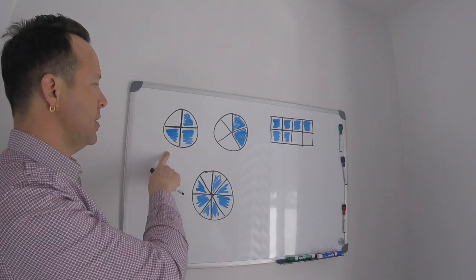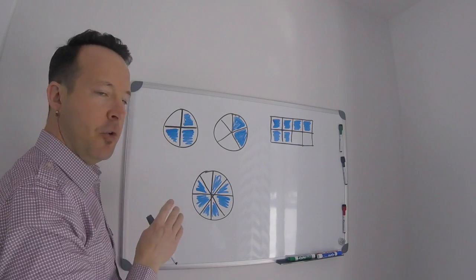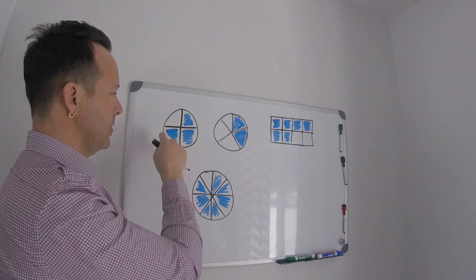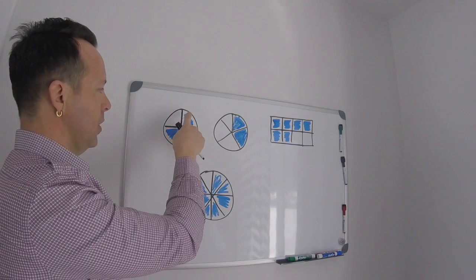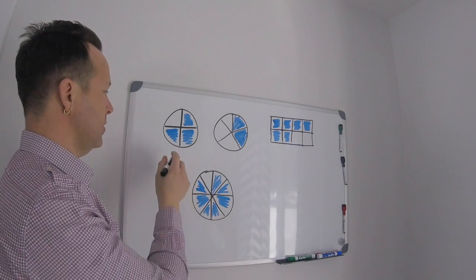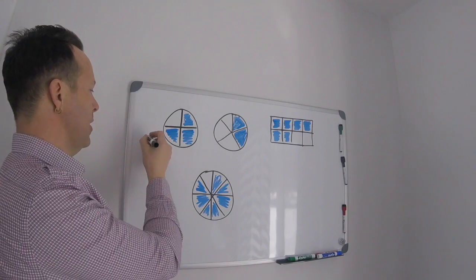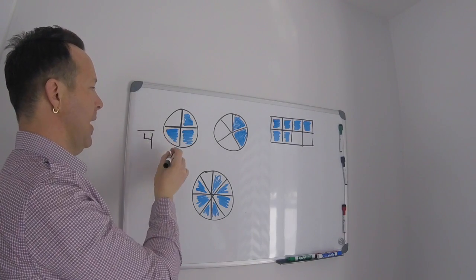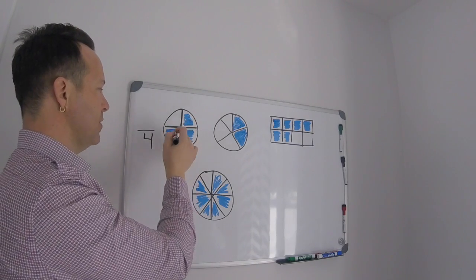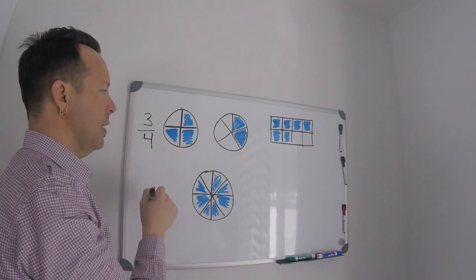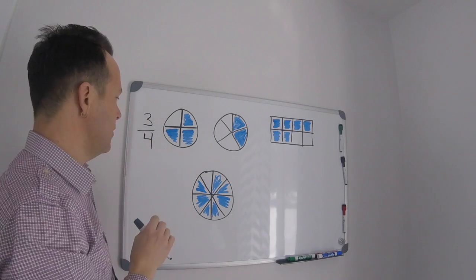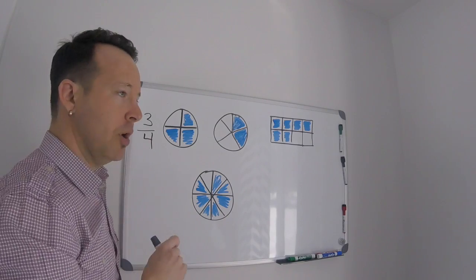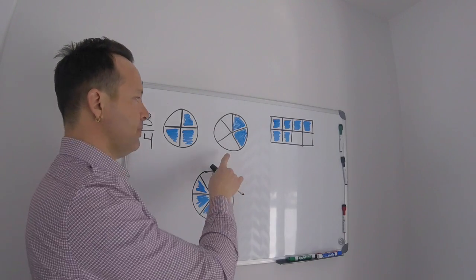So number one, this shape, circle, it's divided into four parts, and those four parts are equally divided, and we've shaded in three of those parts. So our denominator for this shape is 4, and our numerator is 1, 2, 3. Okay, because we are talking about three of those shapes. We're going to talk about numerator and denominator in a few minutes.